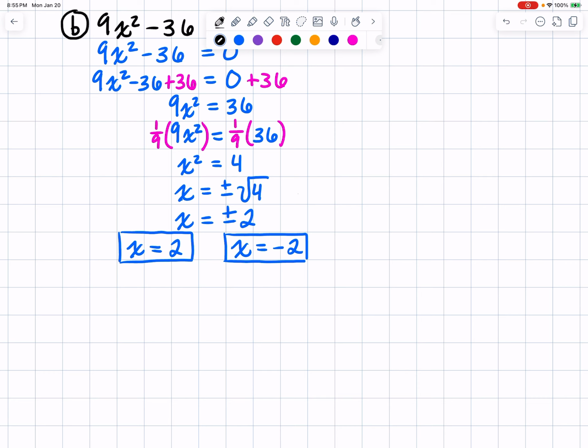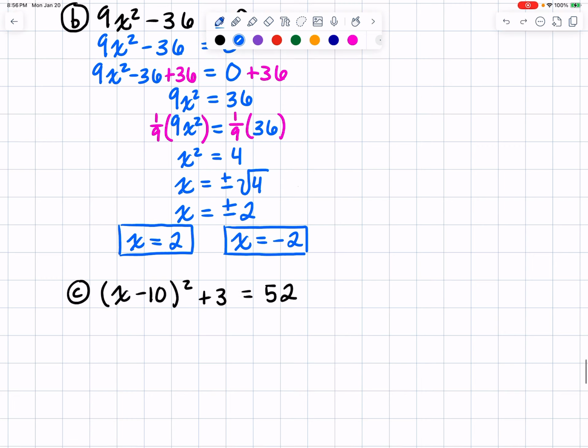Part C. I have x minus 10 squared plus 3 equals 52. So in this circumstance, we have a quantity squared, not just x, but we can still use our square root property. So let's see how.